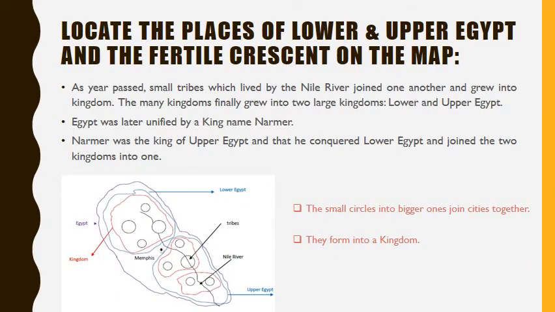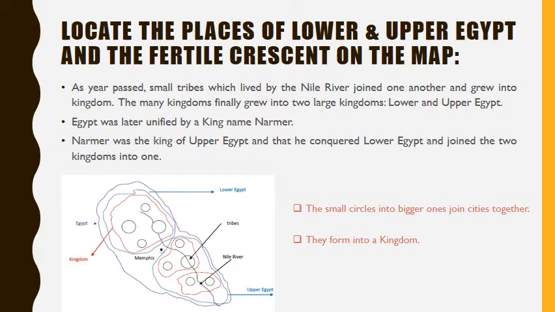As years passed, small tribes which lived by the Nile River joined one another and grew into kingdoms. The many kingdoms finally grew into two large kingdoms, Lower and Upper Egypt. Egypt was later unified by a king named Narmer. Narmer was the king of Upper Egypt, and he conquered Lower Egypt and joined the two kingdoms into one.